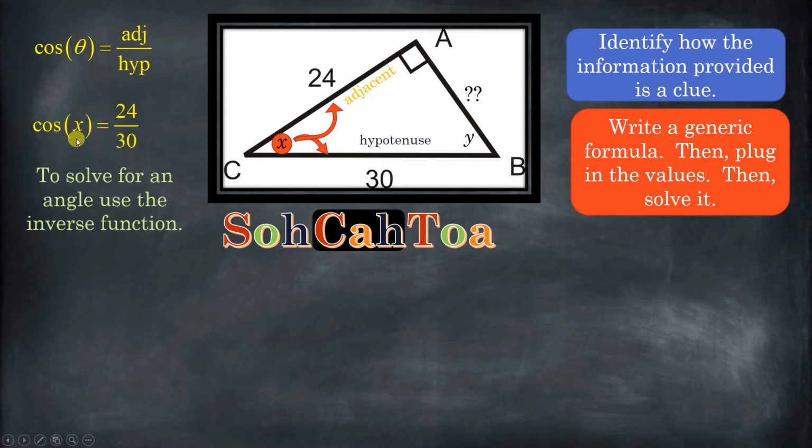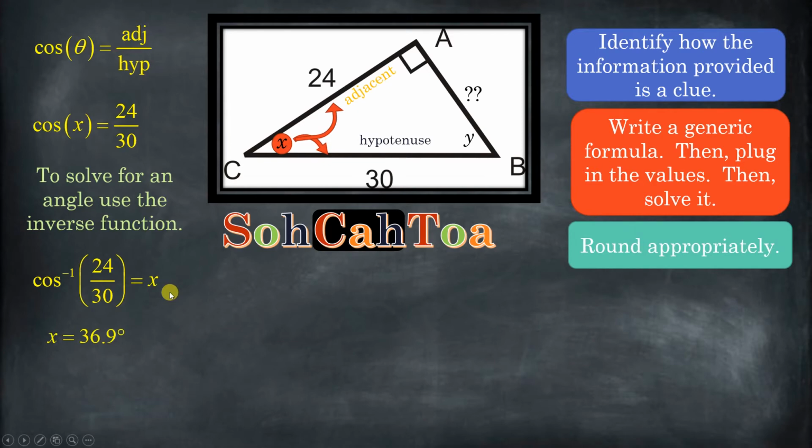Now to solve this one right here, what we actually have to do is use the inverse function. I made a big deal about this because sometimes it's easy to forget that when you're using trigonometry, cosine is actually a function. The input is an angle and the output is a ratio of sides. So if we want to solve for the angle, we have to use the inverse function. That takes that same ratio of sides as the input and spits out the angle as the output.